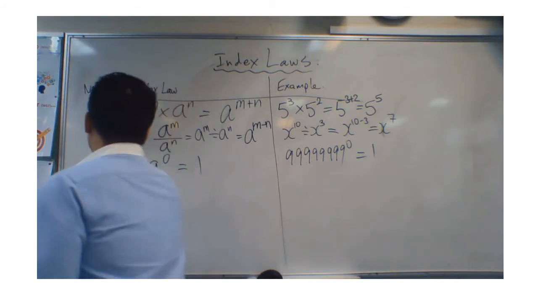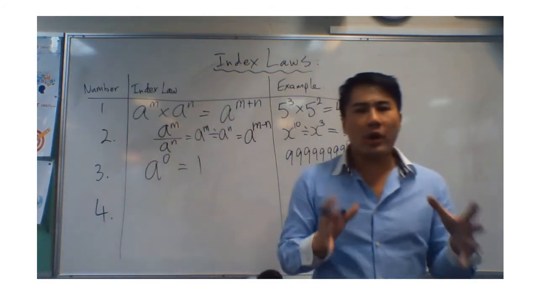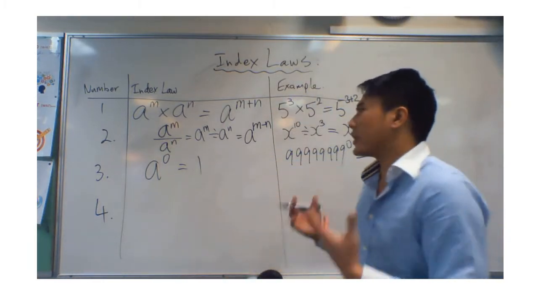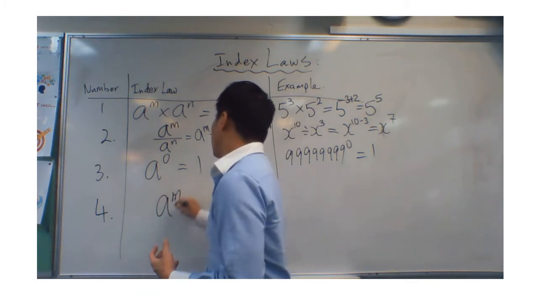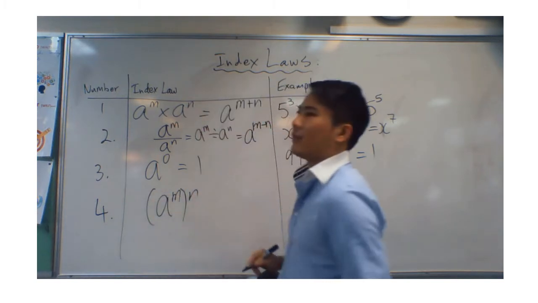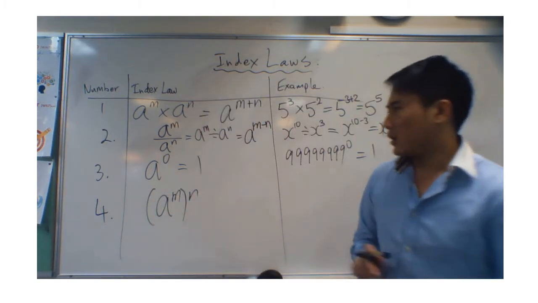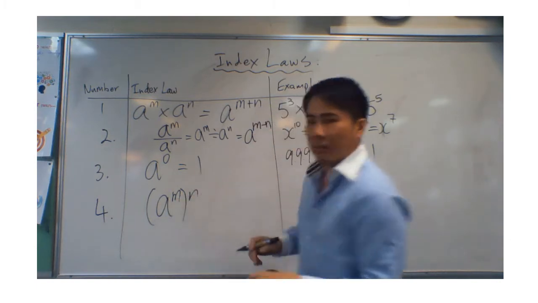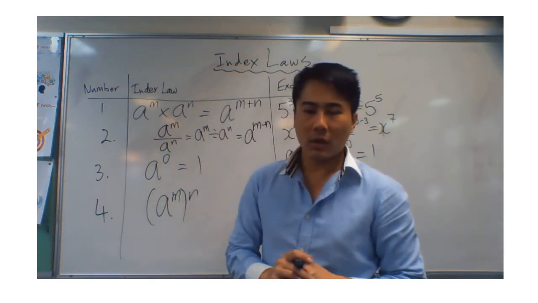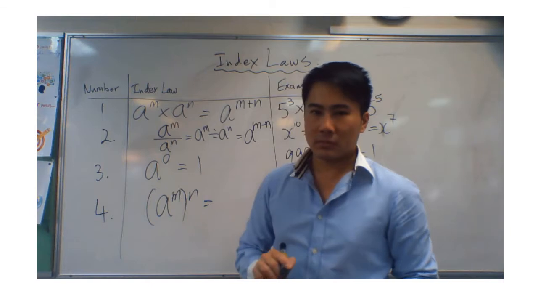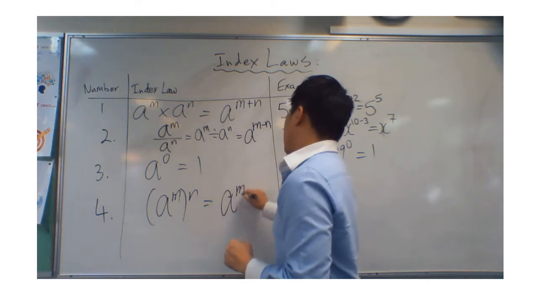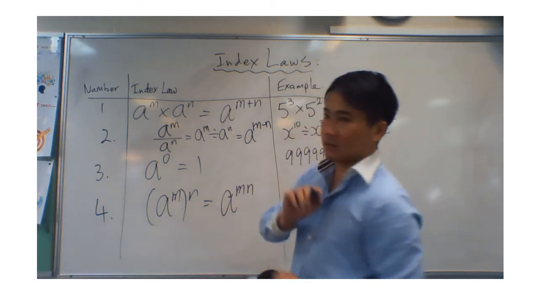The fourth index law is, what if we are raising a power to a power? Okay? So for example, if I've got a, and I raise a to the power of m, then I'm going to raise it to the power of n. What happens? So I've got a already raised to the power of m, then I'm raising this whole thing to the power of n. In this case, you are going to multiply the powers together. a^(mn), or m times n.